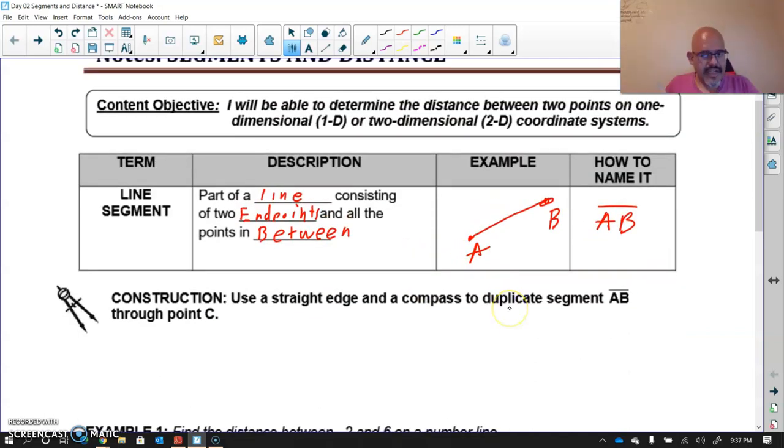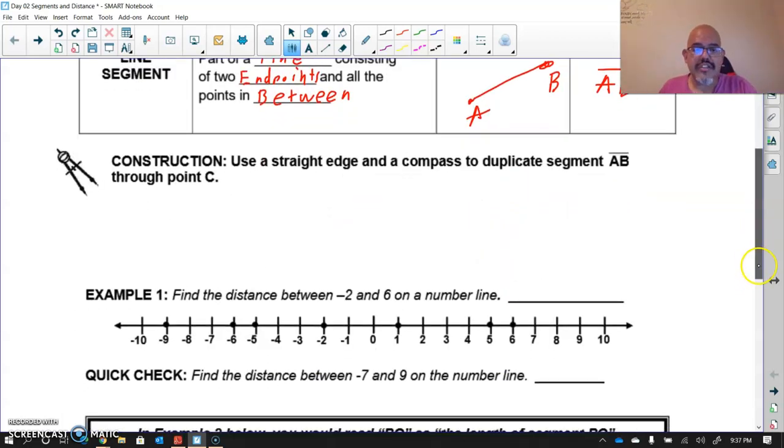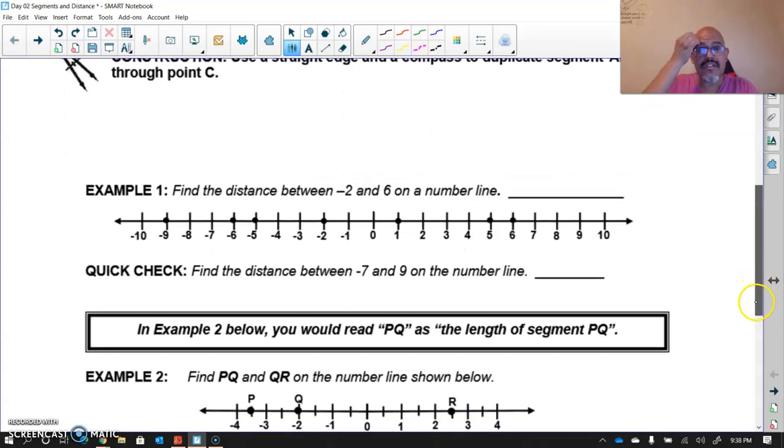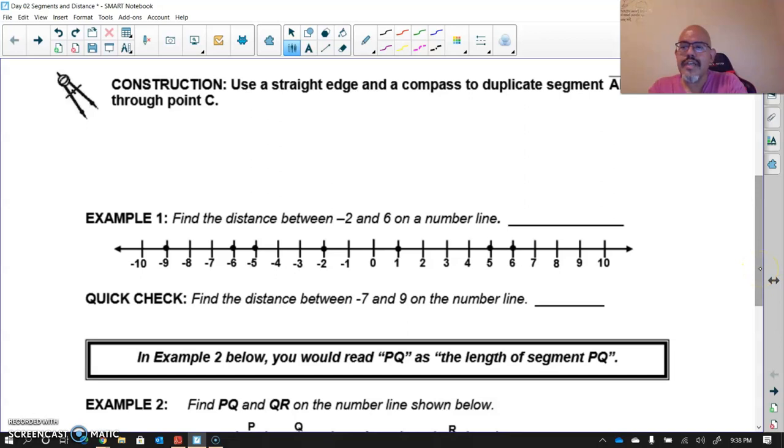So we're looking at line segments. It's part of a line consisting of two endpoints and all the points in between. Of course, we already have this in our notes, so I really don't expect you to copy this down. We have the example segment AB and how to name it, with the little line on top of AB. So let's take a look at this right here. We're not going to be doing any constructions till later on this week, but we have this example one.